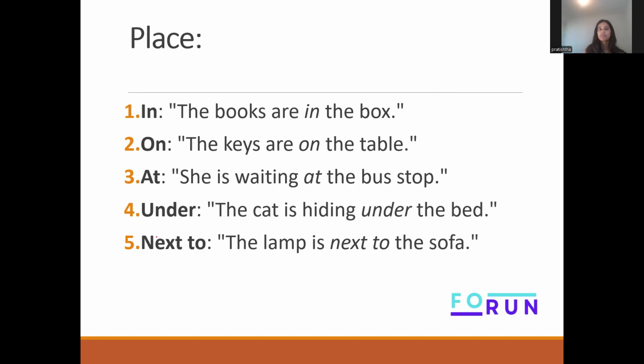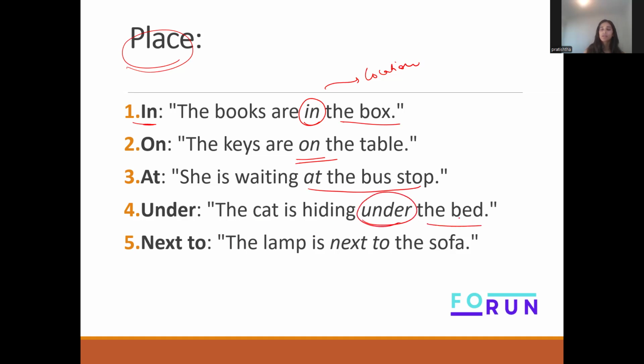Let's see some examples of prepositions of place here. So we have in. The books are in the box. It talks about its location, its place. The keys are on the table. She is waiting at the bus stop. The cat is hiding under the bed, below the bed. The lamp is next to the sofa, right? So this talks about the location of the object.